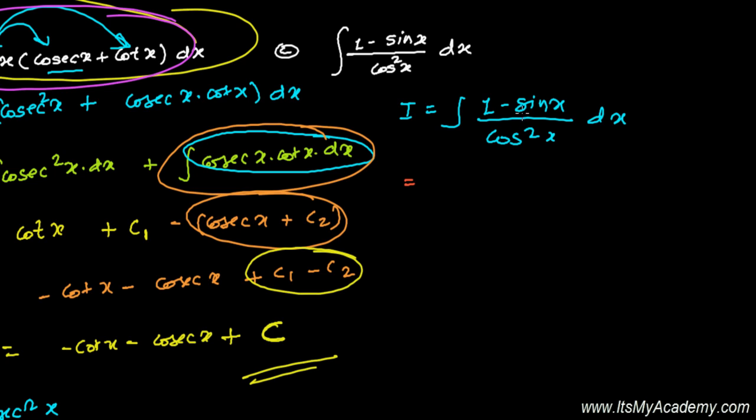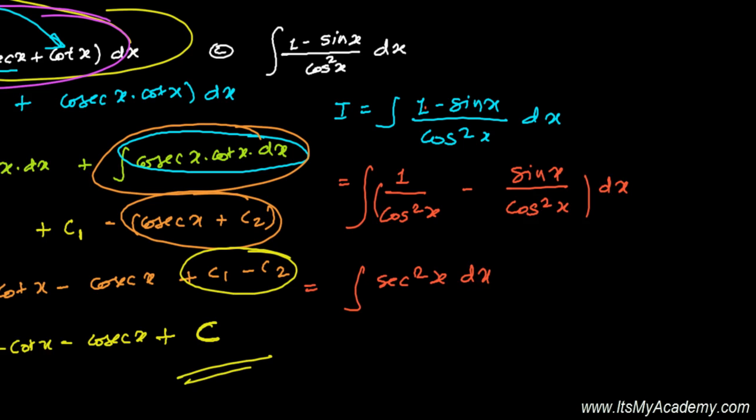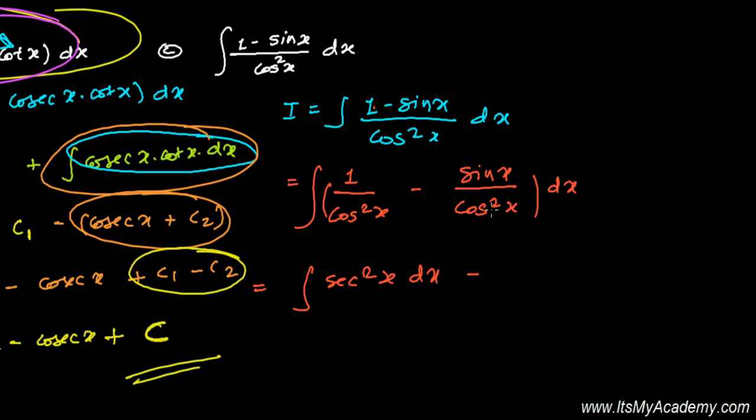For that, I can split it up: 1 by cos square x, and then sin x over cos square x. That's what I'm going to do because I don't have any other option. So integration of 1 over cos square x, minus sin x over cos square x dx. We don't have a formula for 1 over cos square x directly, but we can convert it to sec square x. And the wonderful news is we have the formula for sec square x. Later I will tell you what that is, but let's first write the second term.